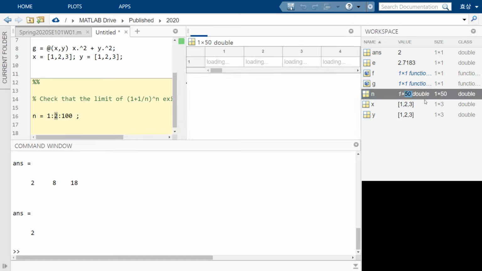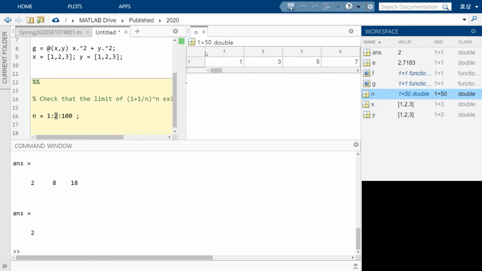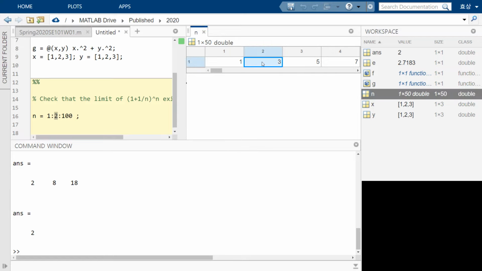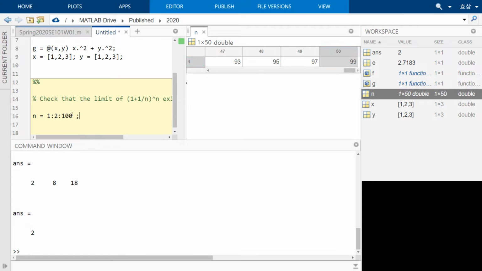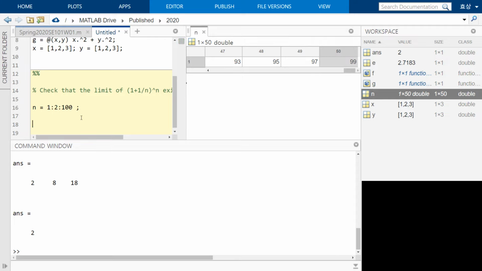If you double click it to look at the values, you get 1, 3, 5, 7 and up to 99. Why 99? Although we set the end value to 100, because the step size is 2, after you reach 99 the next value is 101, which exceeds 100. So it only goes up to 99, which is less than 100. You can change the step size here.